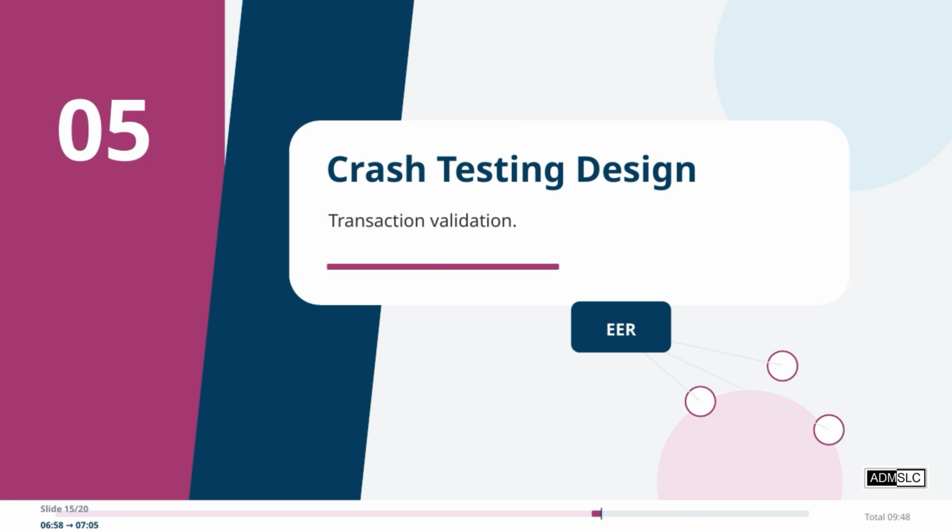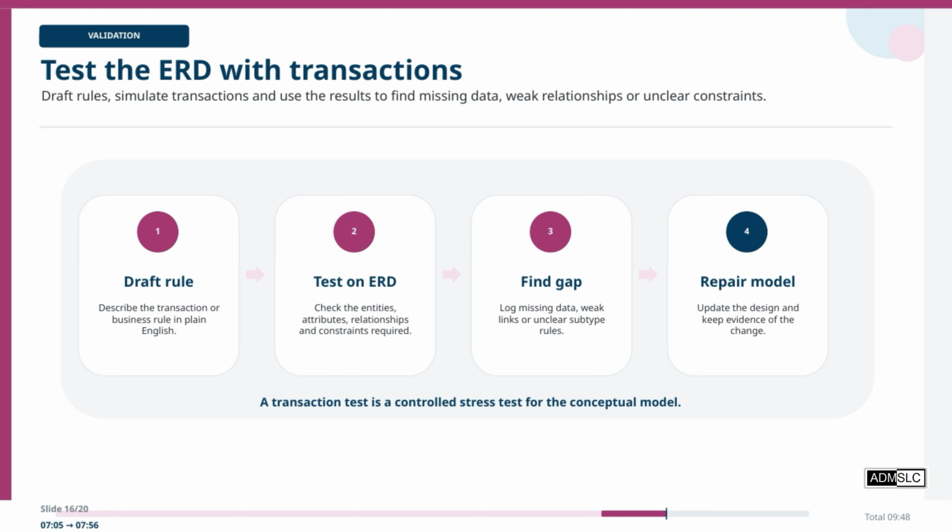Which brings us to section 5, crash testing your design. This is how we prove the design actually works for the business. You can absolutely think of this step as a rigorous crash test for your model. You're going to draft your CRUD transactions, enthusiastically run them against your model, and meticulously log exactly where the design fails. CRUD, of course, stands for create, read, update, and delete.